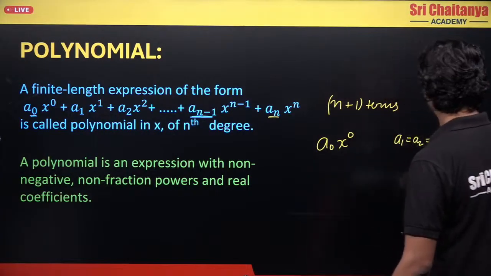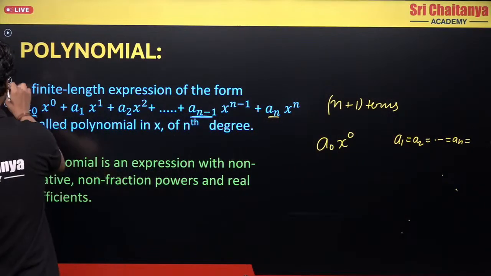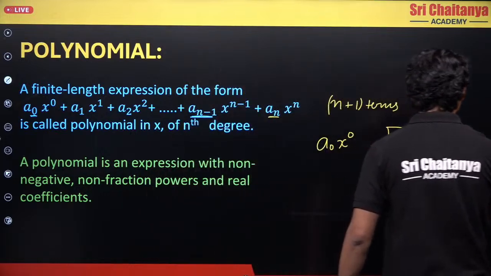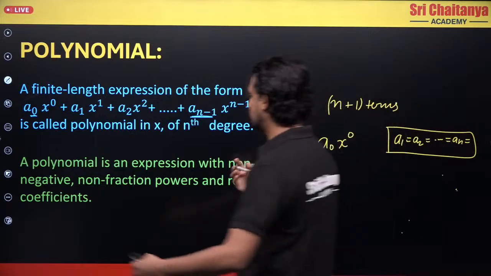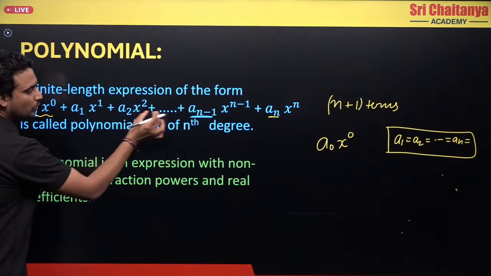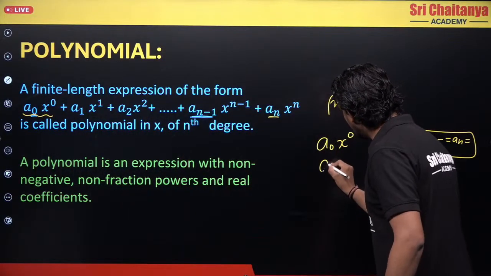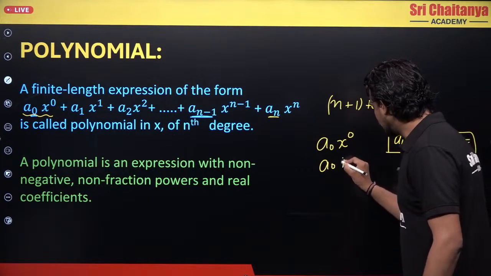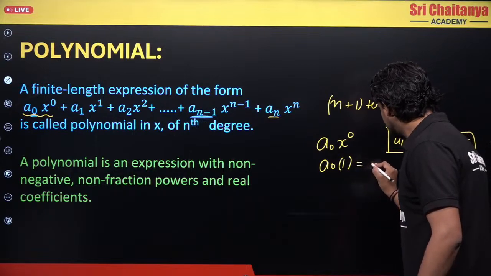Let's say I have something like this. So what are the terms that are left? I only have the first term left, otherwise a1, a2, everything is 0. So in that case, what does this become? This will become a0. And what is x raised to 0? x raised to 0 is 1. Correct? So this will become a0.